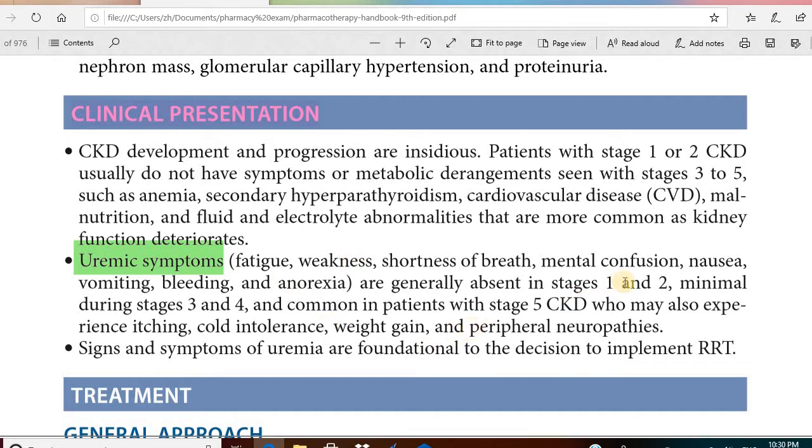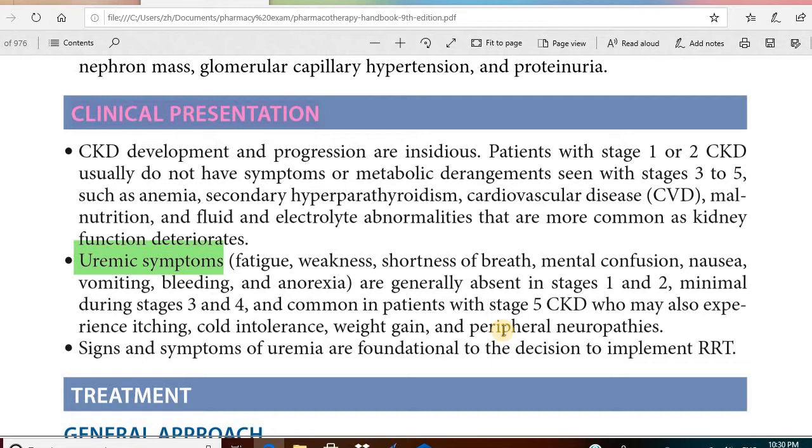They are generally absent in stage 1 and stage 2, minimal during stage 3 and 4, and common in patients with stage 5 CKD who may also experience itching, cold intolerance, weight gain, and paraffin neuropathies. So these are the uremic symptoms.